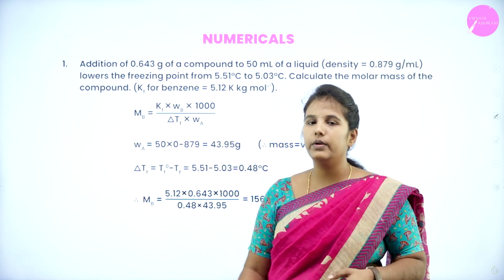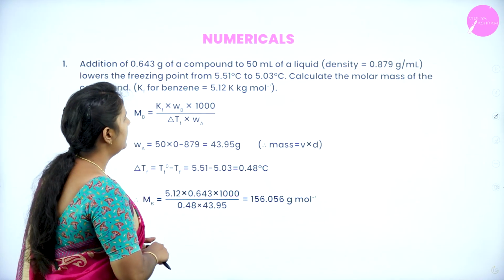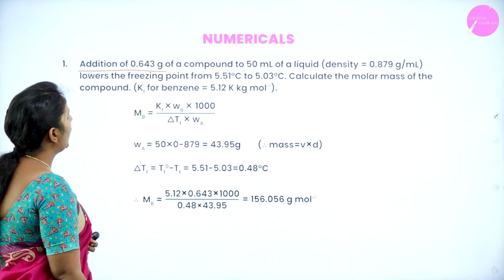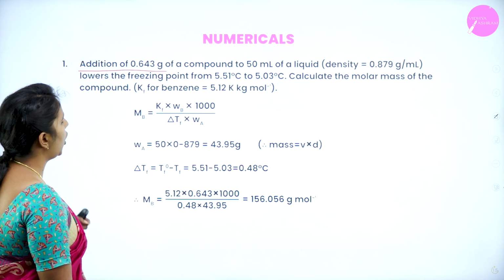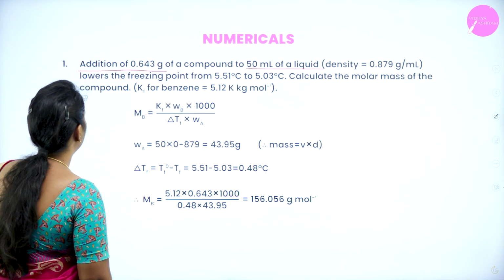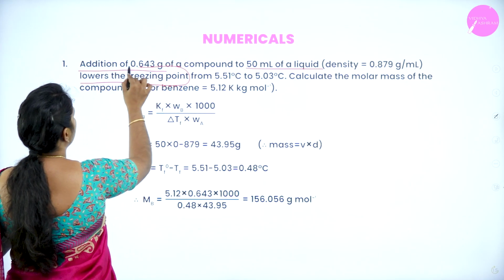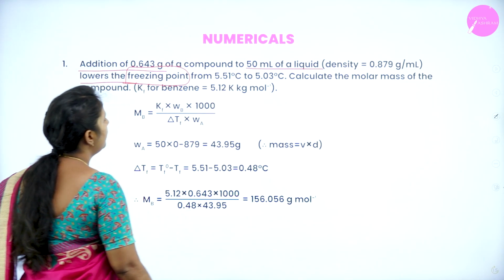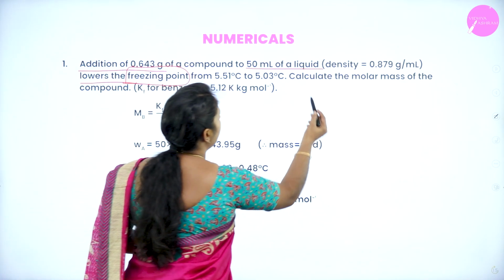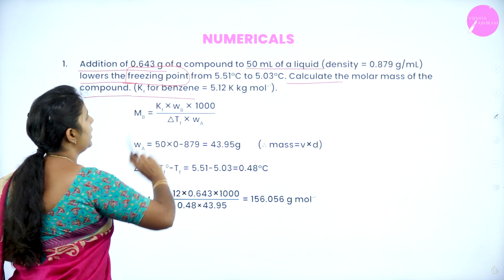Let's see the numericals, how to solve them from this chapter. Here I have taken two numericals. The first one is the addition of 0.643 grams of a compound to 50 ml of a liquid, whose density is given, which lowers the freezing point from 5.51 degrees Celsius to 5.03 degrees Celsius. Calculate the molar mass of the compound, and Kf of benzene will be given.